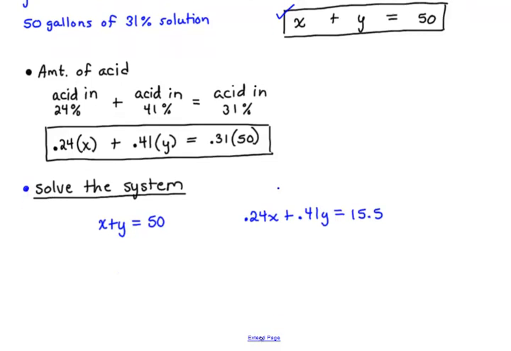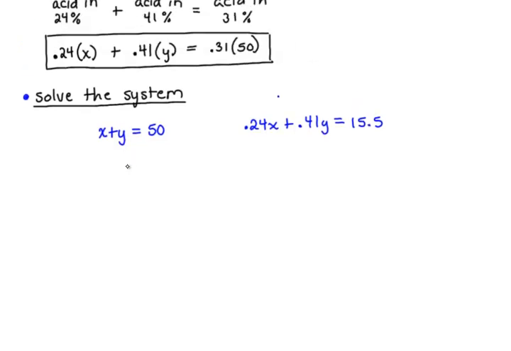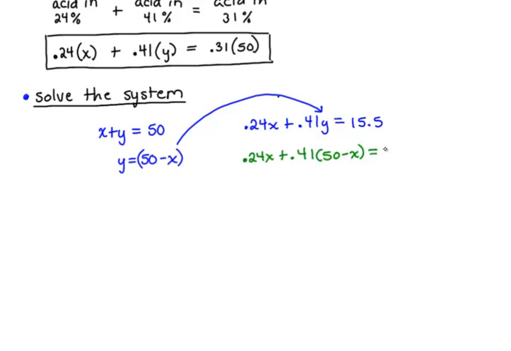Let's solve them. When you solve a system of equations, you first go to your first equation and solve for a variable. So I'm going to solve for y. I'm going to say y is equal to 50 minus x, because you subtract x from both sides. So basically 50 minus x is going to come in here and replace the y. And so then over here, I'll go in green, we're going to have 0.24x plus 0.41 times 50 minus x is equal to 15.5.